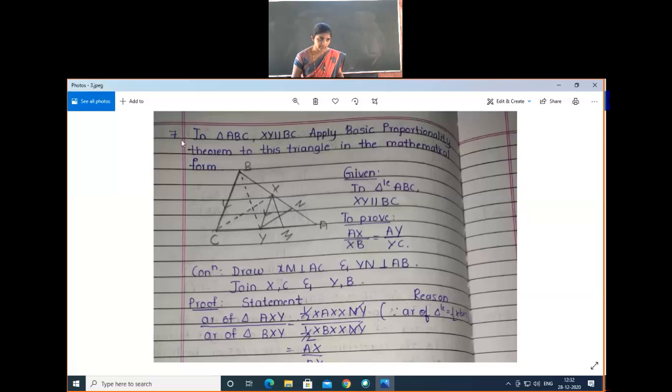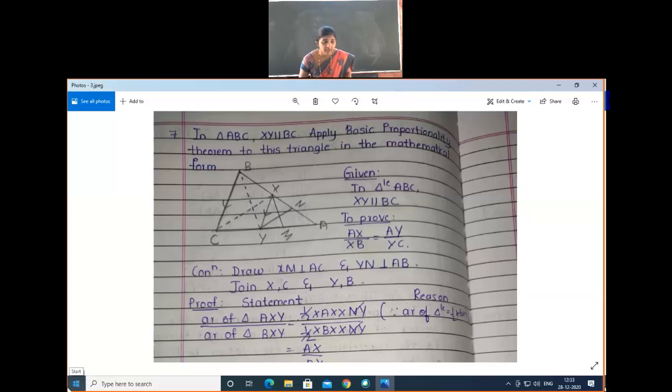Now the seventh question is like this. In a triangle ABC, XY is parallel to BC. Apply the basic proportionality theorem to this triangle in the mathematical form. You all know the basic proportionality theorem is only Thales theorem. Here XY is parallel to BC. That is nothing but the Thales theorem proof again.